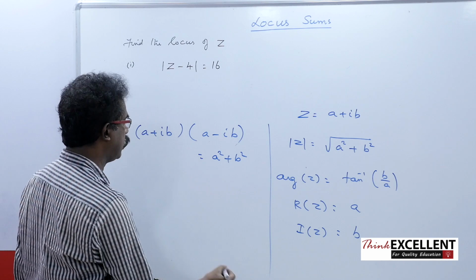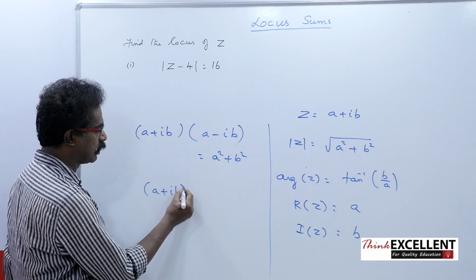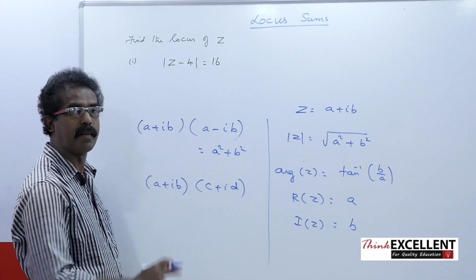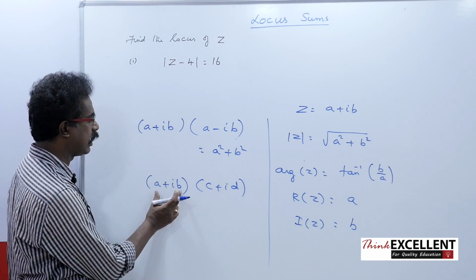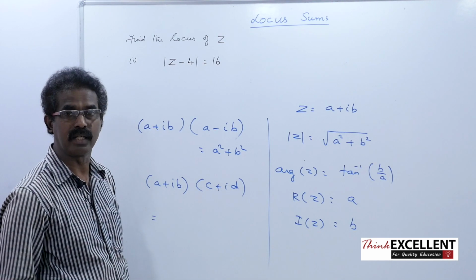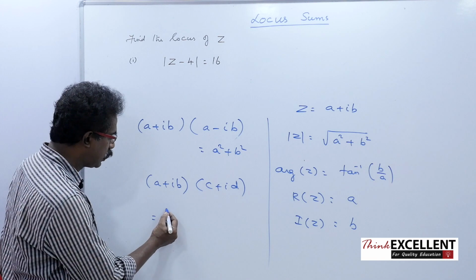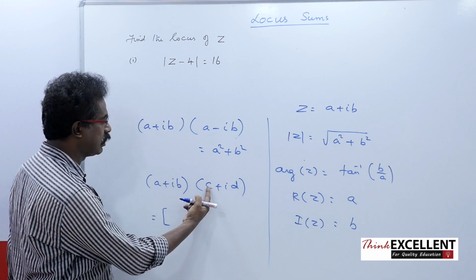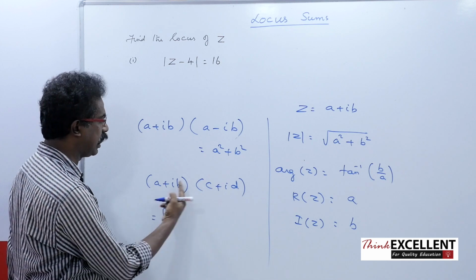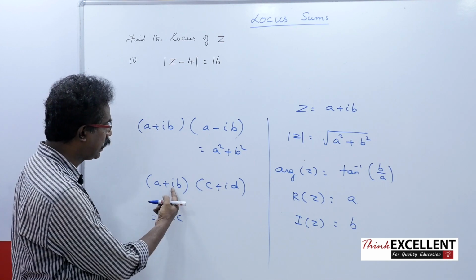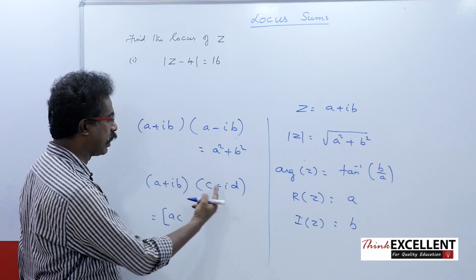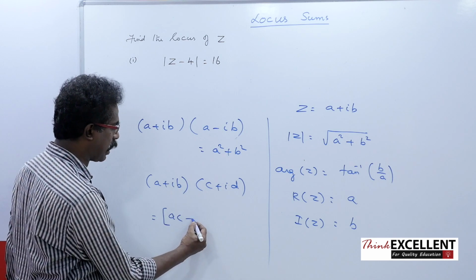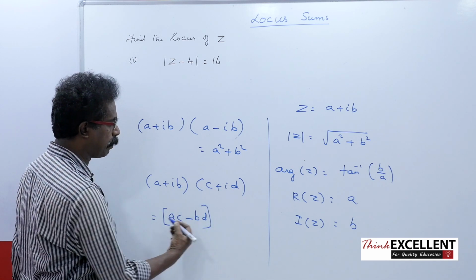Then how to multiply two complex numbers? a plus ib is a complex number, c plus id is a complex number. If you want to multiply the two, there are two terms here and two terms there, so when you expand, you get four terms. Two terms will be real, the terms independent of i. For that you multiply first and first, second and second. First and first, a into c, is ac. Second into second, i into i is i square, which is minus 1, so minus bd. That is the real part.